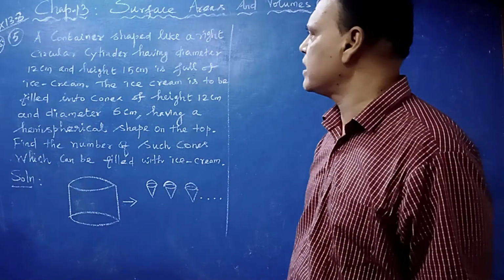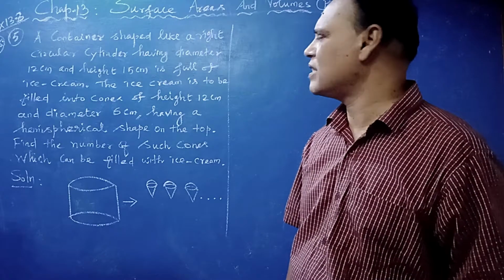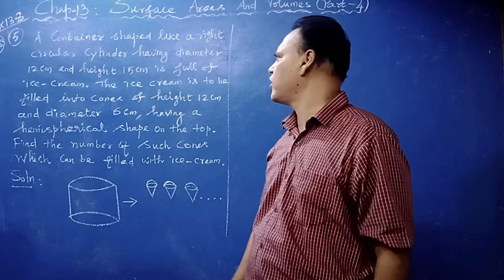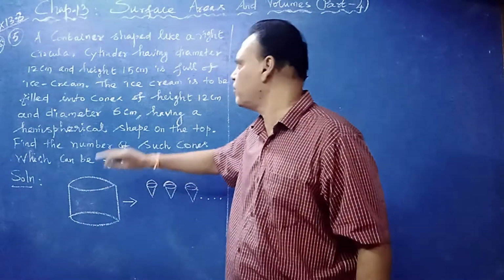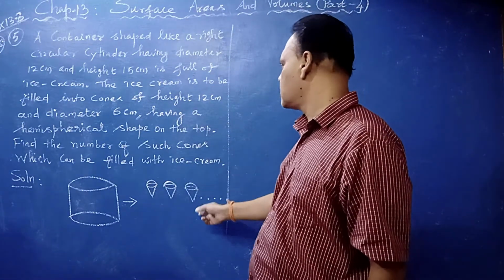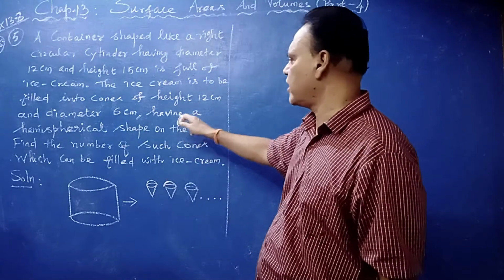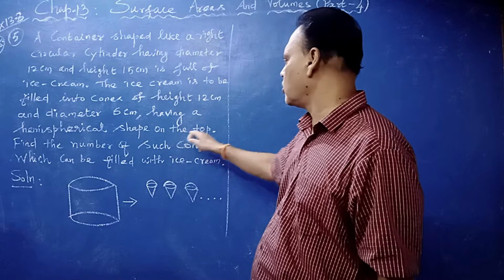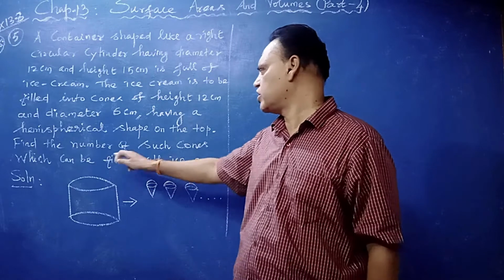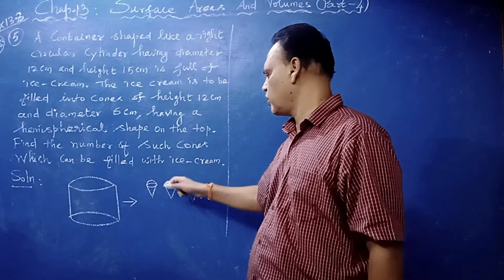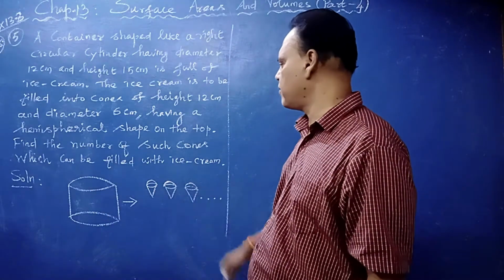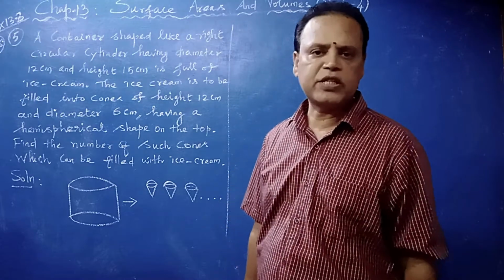Fifth problem, we will see. A container shaped like a right circular cylinder having diameter 12 centimeter and height 15 centimeter is full of ice cream. The ice cream is to be filled in cones of height 12 centimeter and diameter 6 centimeter, having a hemispherical shape on the top. Find the number of such cones which can be filled with ice cream. You are filling the ice creams from this cylinder into the cones. How many cones can be filled? That is the question. Understand?